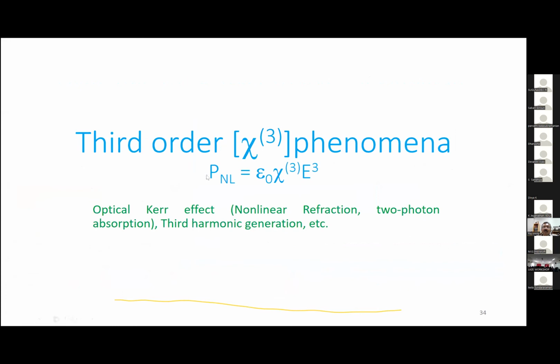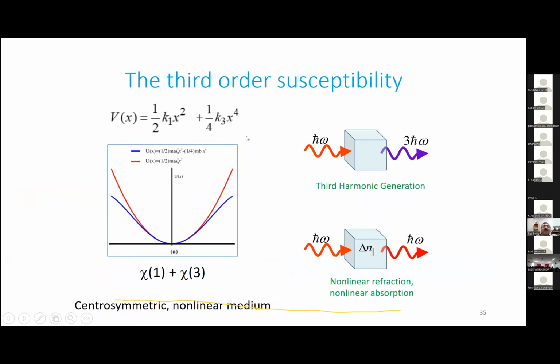And now we will look at the third order phenomena, where the nonlinear polarization is characterized by epsilon naught chi3 E cubed. So here we have interesting phenomena like optical Kerr effect, nonlinear refraction, two photon absorption, third harmonic generation, etc. And the third order susceptibility here, we see in a system where there is no second order nonlinearity, because if second order nonlinearity is there, that is much, much stronger than third order nonlinearity. So these are systems which are isotropic, and you don't have the second order term in the potential, only the third order term, which is even. And so you get this kind of symmetric potential.